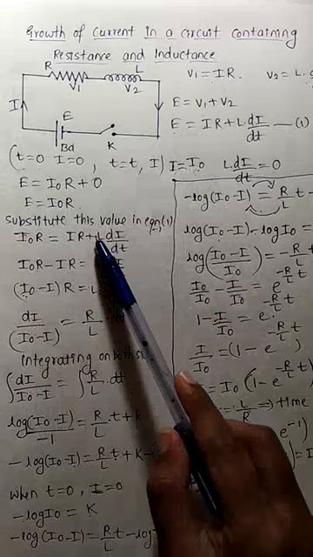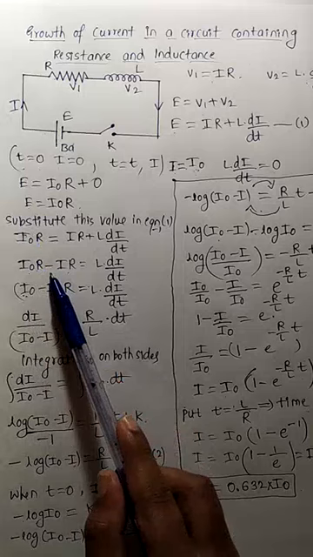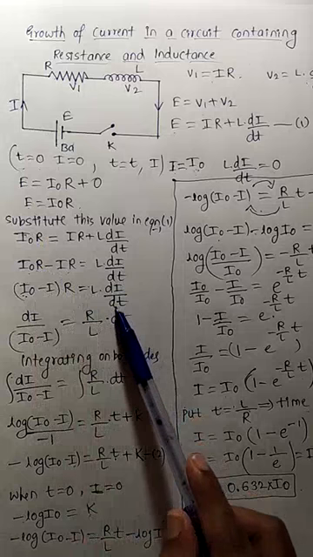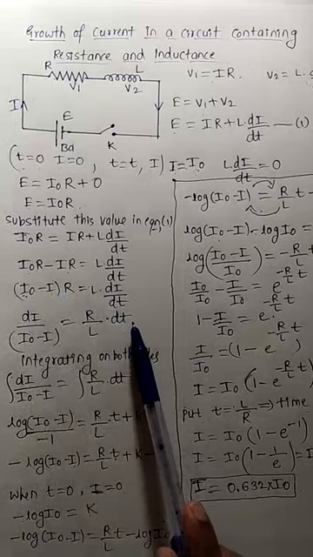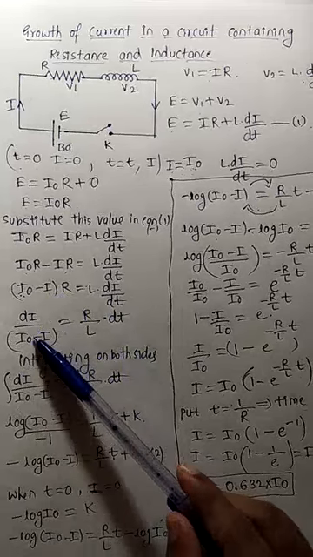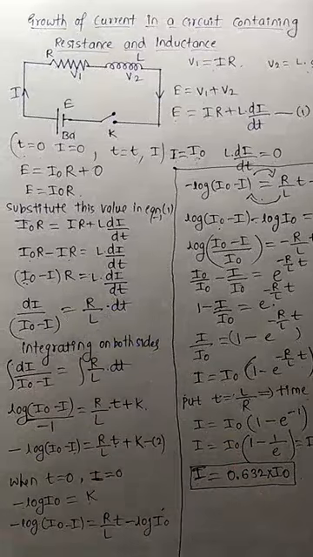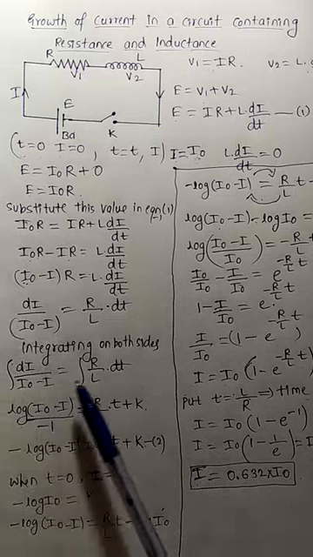So simplifying the equation, transfer IR to this side, so it becomes minus IR, take R common, so I naught minus I into R is equal to L into di by dt as it is, and make the I term on one side and the other terms on the other side. So we got di divided by I naught minus I is equal to R by L into dt. Now to simplify this, we are integrating on both sides.